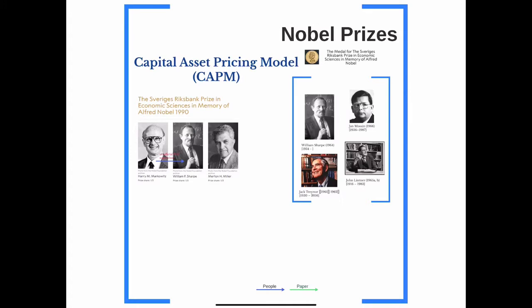since 1974, the Nobel Foundation has stipulated that a prize cannot be awarded posthumously. This probably explains why John Lintner and Jan Mossin couldn't have got it.